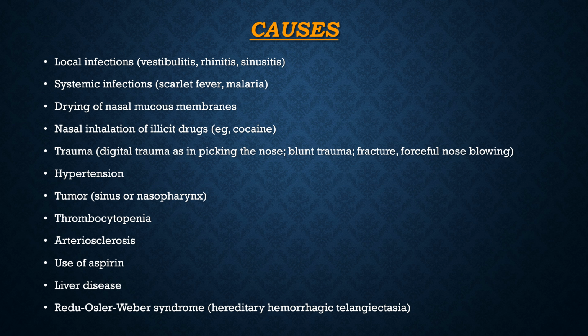Now we will see the various causes of epistaxis. First, it is written local infection, that is vestibulitis, rhinitis, sinusitis. Because this itis is present, we can understand there is some kind of infection or inflammation. What does vestibulitis mean? It means that because of an infection there is nose bleeding, mainly resulting from nose blowing or picking. Rhinitis is mainly your stuffy nose, irritation and swelling of the mucous membrane in the nose. Sinusitis, there will be inflammation of your sinus.